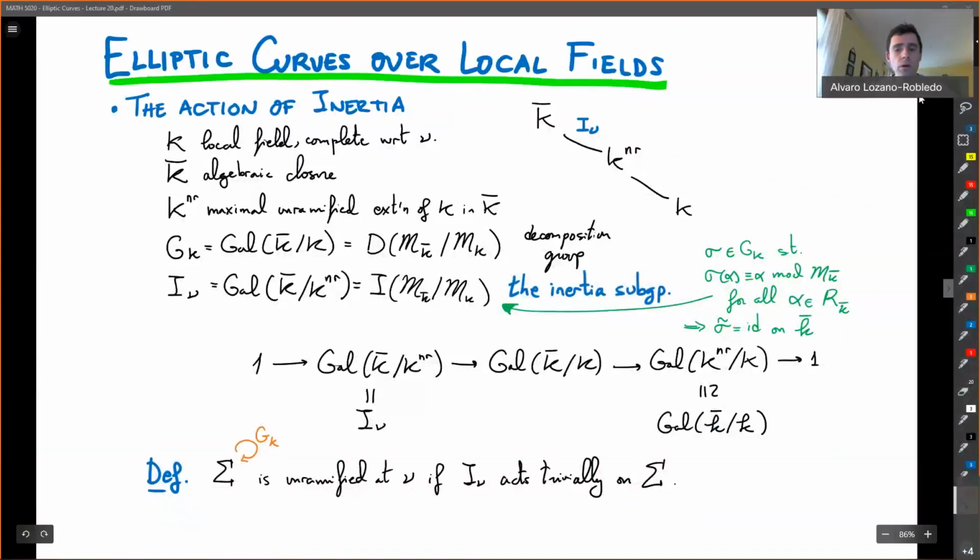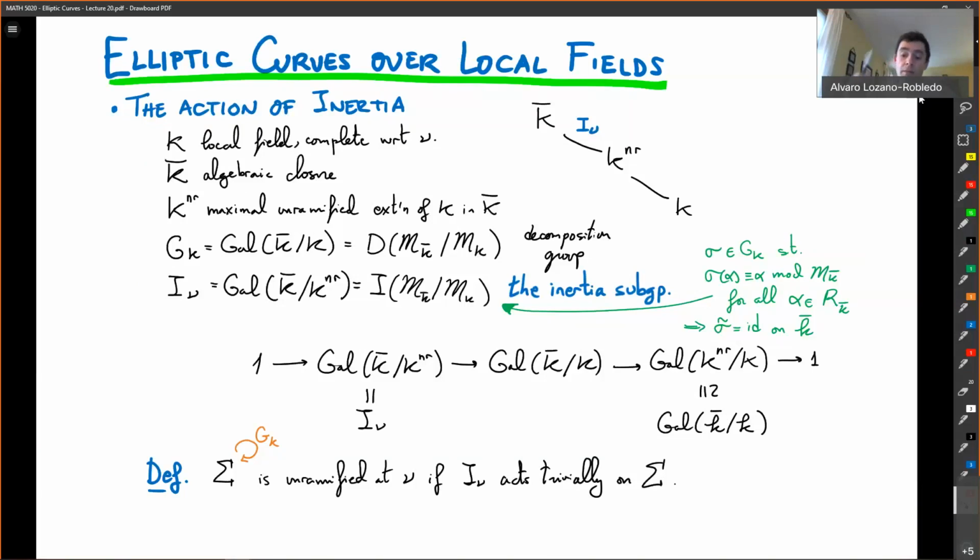Hello, welcome back to Elliptic Curves over Local Fields. Last time we were talking about the action of inertia. Here is the setup: you have a local field, its algebraic closure, and its maximal unramified extension within the algebraic closure. Last time we discussed a number of fields, decomposition groups and inertial subgroups.